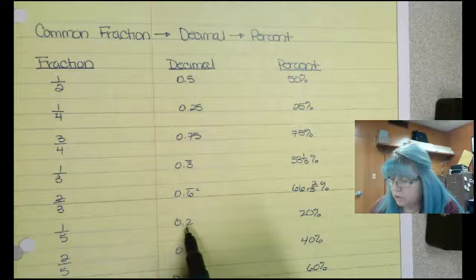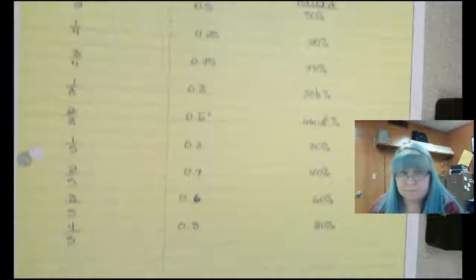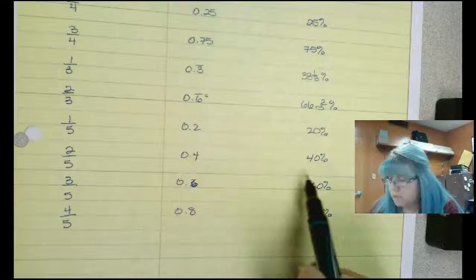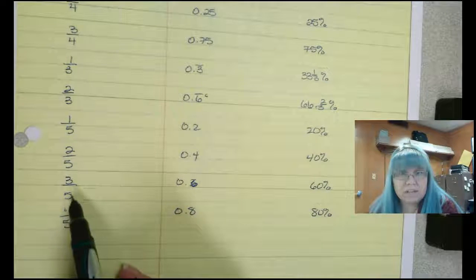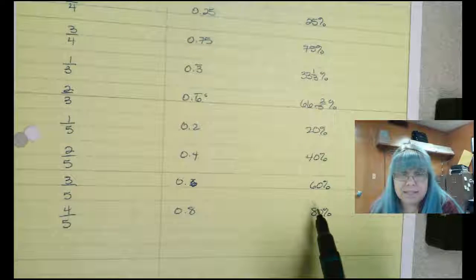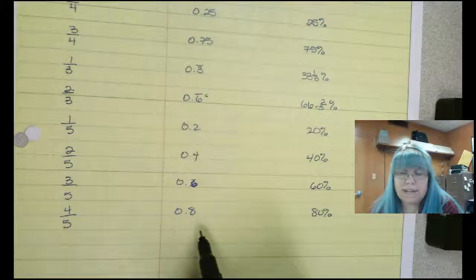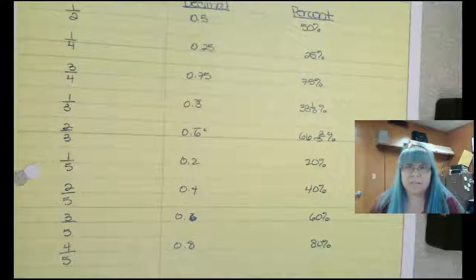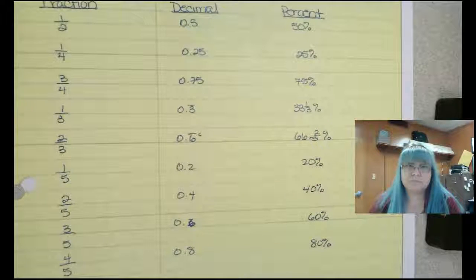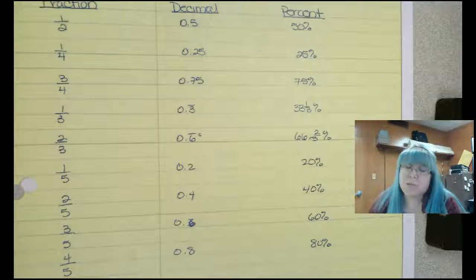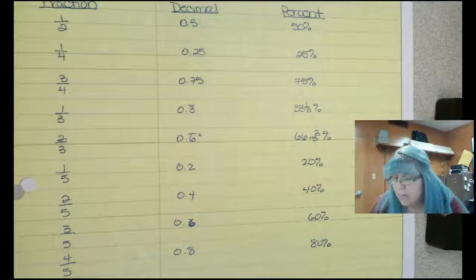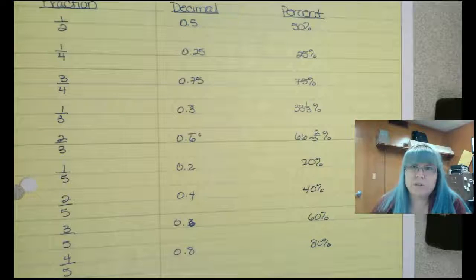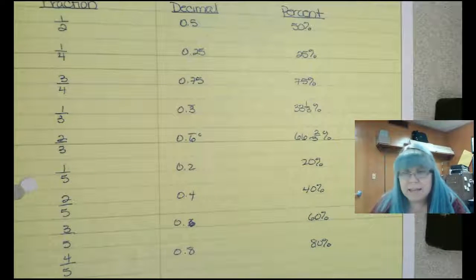1/5 is 0.2, 20%. 2/5 is 0.4, therefore it's 40%. 3/5, 0.6, 60%. And 4/5, 0.8, 80%. Those are extremely common to find. So I would highly recommend that you kind of get them in your memory so your math will go a little faster for you. But if not, you can do the math. 2 divided into 1 is 0.5, and then change it over to the decimal by either multiplying by 100 or moving the decimal 2 places to the right, and so on and so forth.